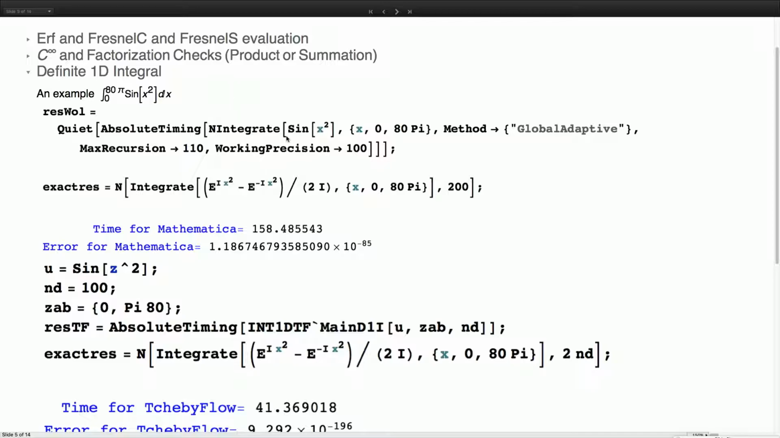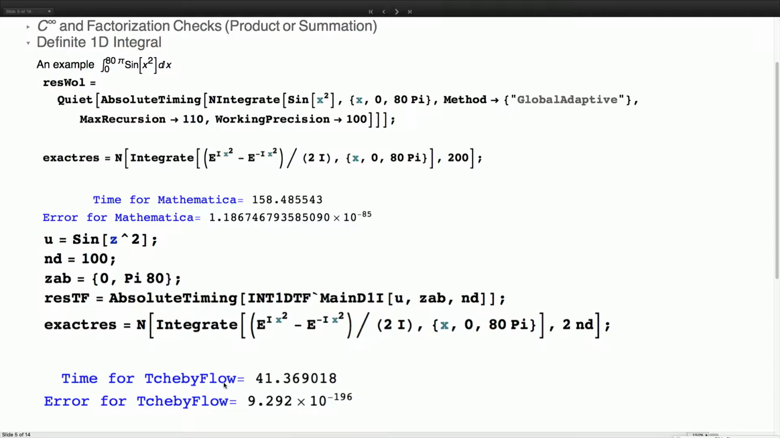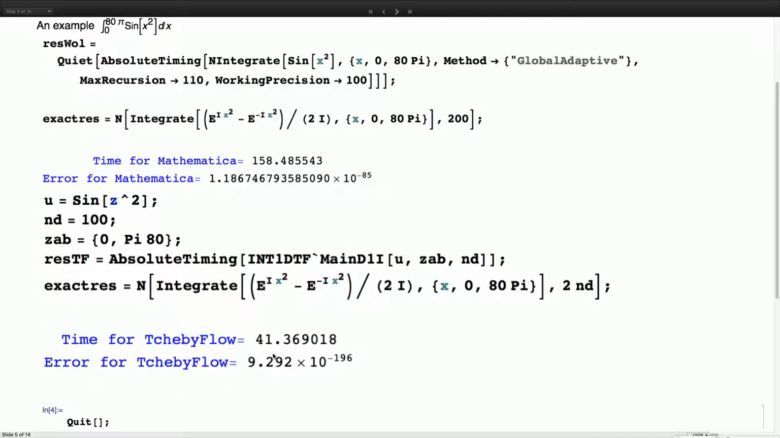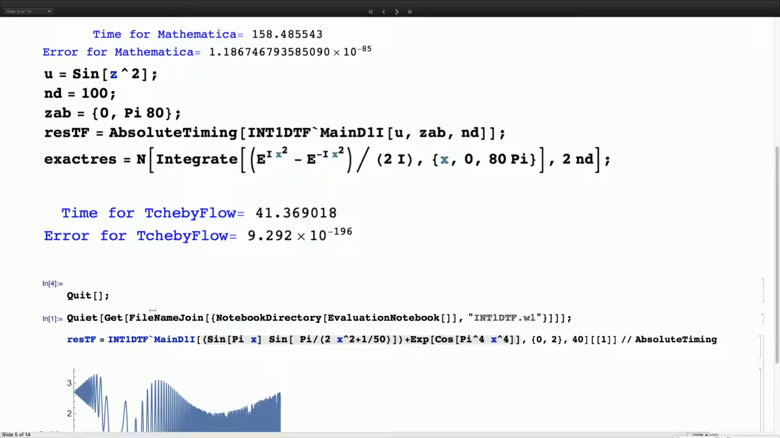And I'm just showing the method that is shown in the Mathematica documentation, and I'm hunting for a high precision result for 100, and I'm using the right symbolic definition to look at the exact result. The time is 160 seconds for 10 to the minus 85. For us, the time is 42 seconds for almost 10 to the minus 200. And I'm going to run a calculation for that just to show you.